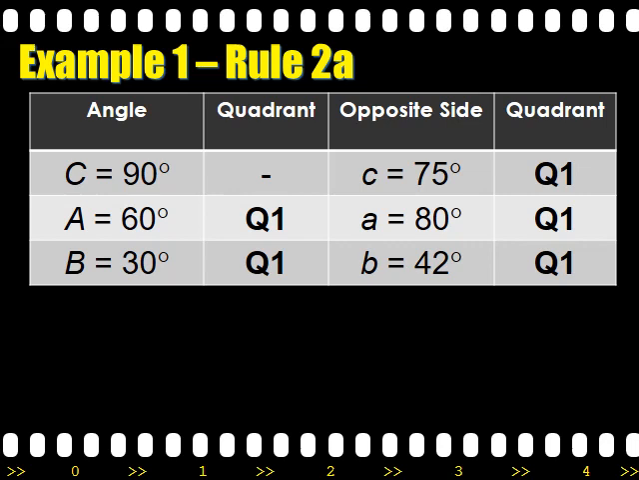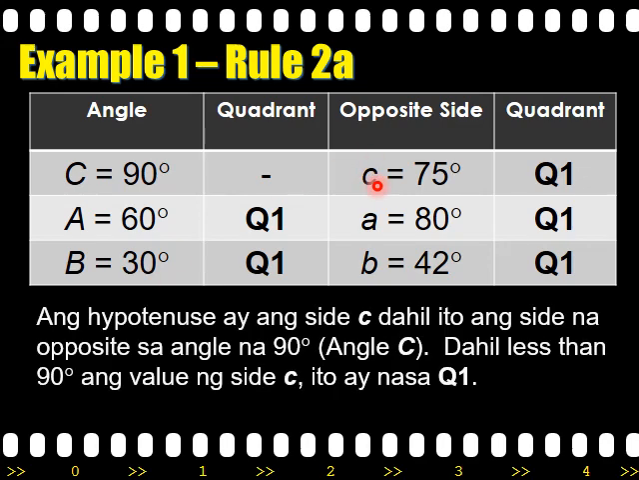Okay, let's look at this example. So, this is example number 1 for rule number 2A. Okay, so based on our given, we have here right spherical triangle ABC. Now, if you notice, yung value ng hypotenuse natin dito, which is the opposite side to the 90-degree angle, 75 degrees. So, nasa quadrant 1 siya. So, this is less than 90.